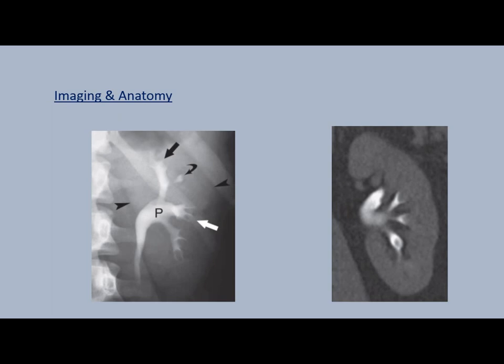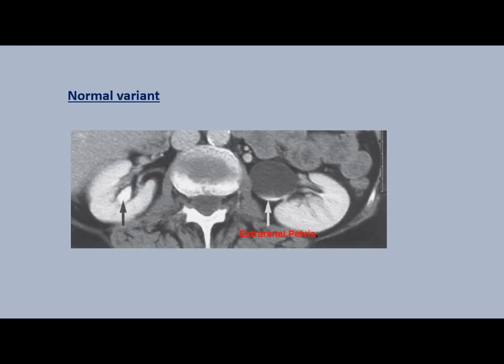But the single advantage of conventional IVP or IVU is that the spatial resolution of the pelvic calyceal system is better than the CT urography. For example, here we can see the detail of the calyces, even the minor calyces or the fornices, can be seen by the conventional one.